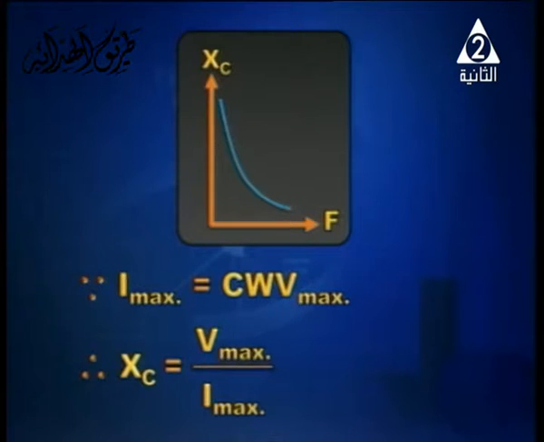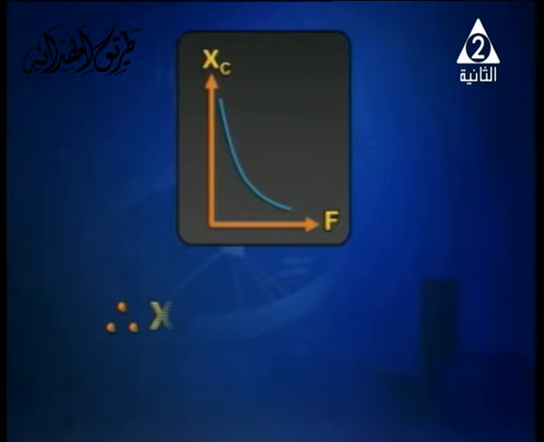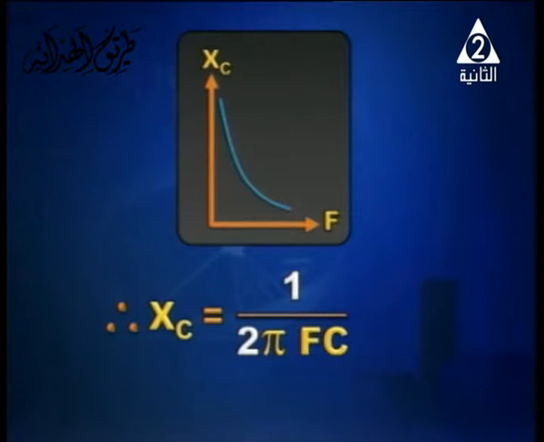The capacitive reactance XC is equal to 1 over C omega, and omega equals 2 pi f, so XC equals 1 over 2 pi f C. And it is shown in front of you the relation between capacitive reactance and frequency. It is an inverse relation.